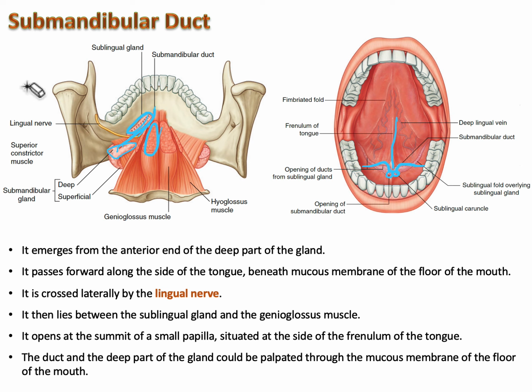So guys, what else I have to mention is the lingual nerve. You have to know that the submandibular duct is crossed laterally by the lingual nerve, which is important during surgery to that duct. You have to remember that, and it's important.